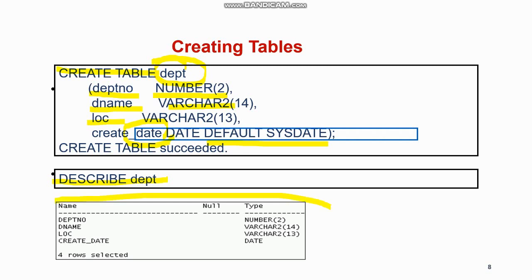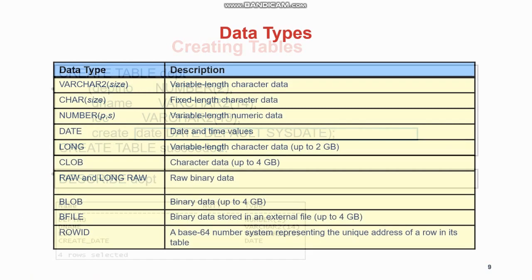Now you can see the output here. Whatever values and column names you have used are incorporated here, and a table is created. So this is how you can create a table.